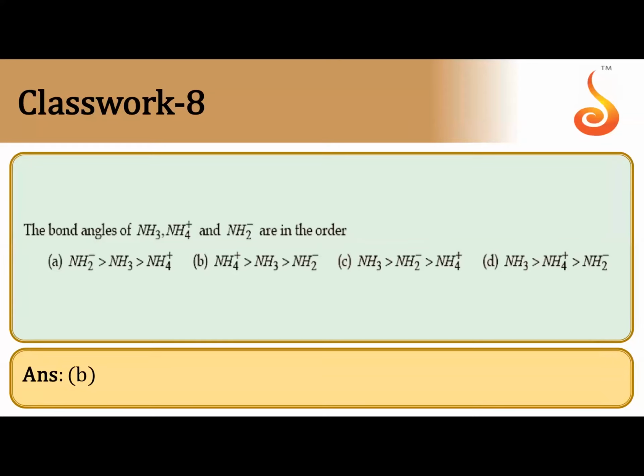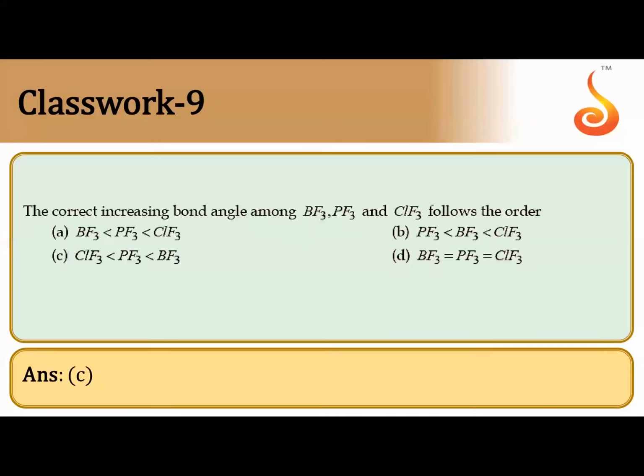Eighth question you finished. Okay. So this one is done. Let's go to the 9th question then. Increasing bond angle. Let's check, children. BF3, what is the bond angle? 120 degrees because it's trigonal planar.